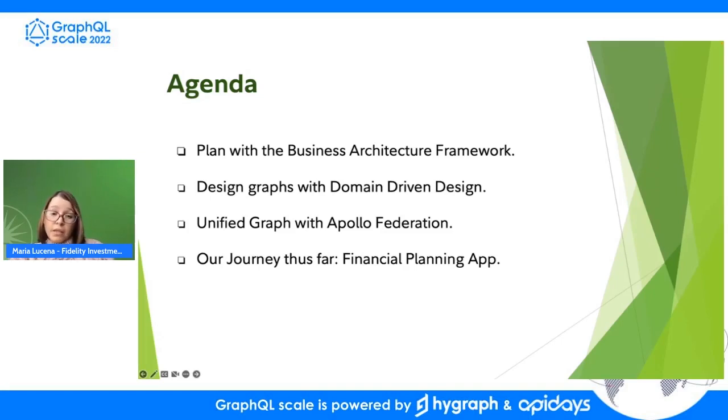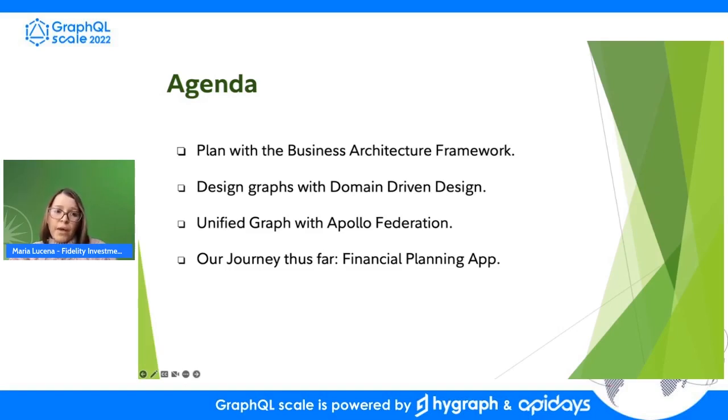That's the Business Architecture Framework. This is proven to deliver customer value while keeping the business going and driving innovation. As we design our graphs, the business should be reflected in it. Domain-driven design can help your teams realize expressive schemas by representing the domain model in the type system. Once you have decided on how you're going to implement your distributed graph, Apollo Federation can help you realize that.